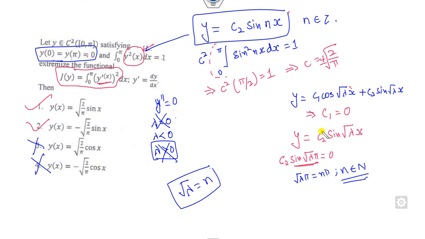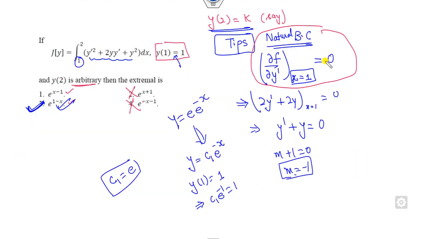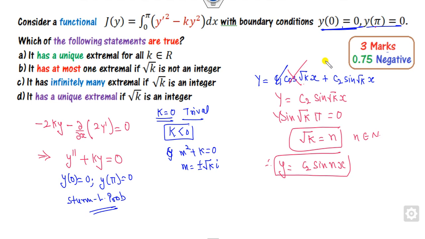This is a similar question. Look and see that. It will give the solution only in this form, and the value of c2 will be here. So now we can come back again to this problem. Now this is the solution, that is n belongs to the natural numbers.